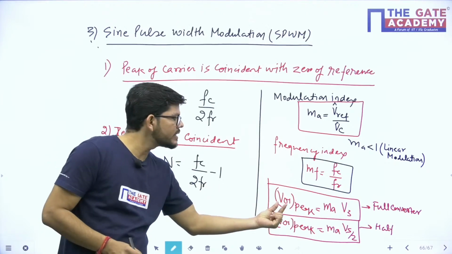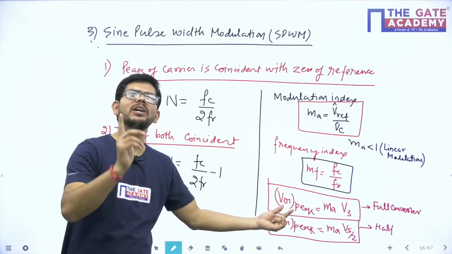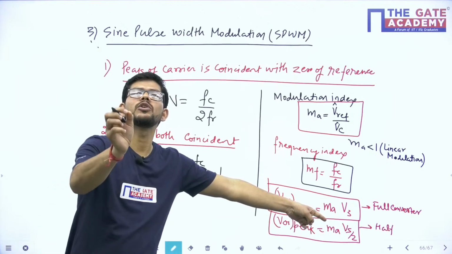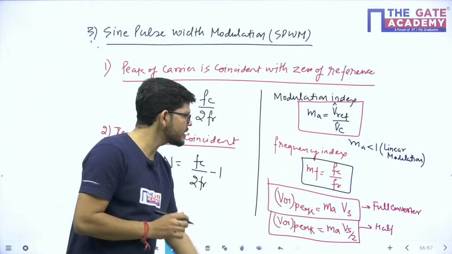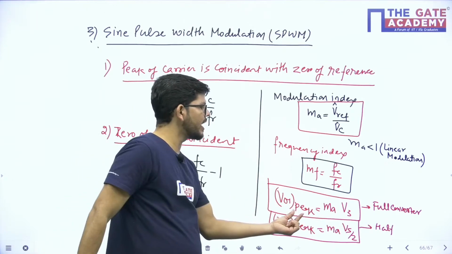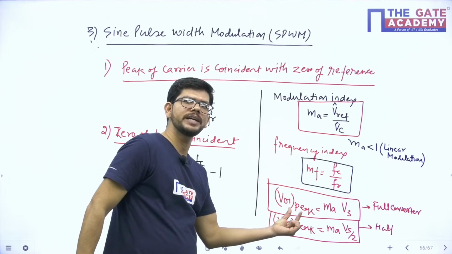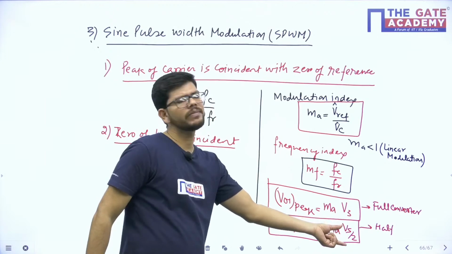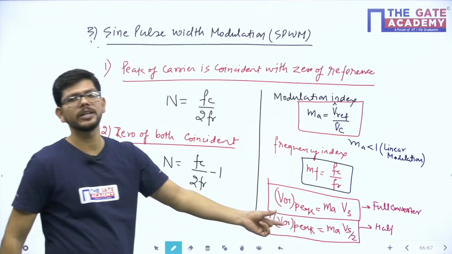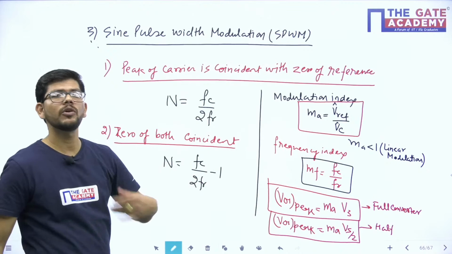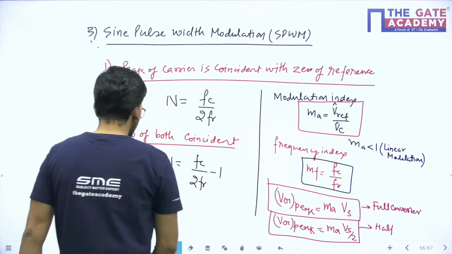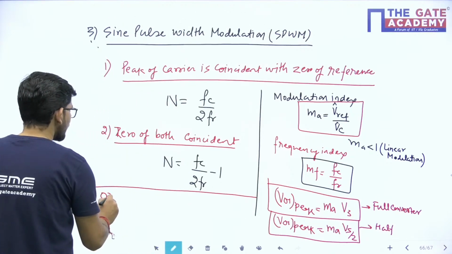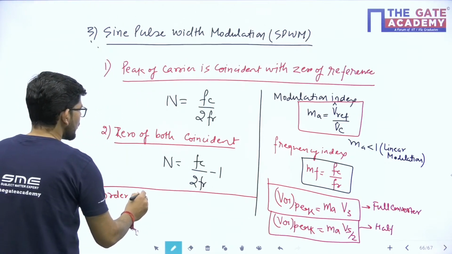See, this is a peak value. If you are asked to calculate the RMS value, just divide this formula by root 2. That's why I have written peak here. So fundamental peak is equal to modulation index times VS if it is a full converter, VS by 2 if it is a half converter. 3 out of 5 times I have seen this formula used for solving GATE problems.